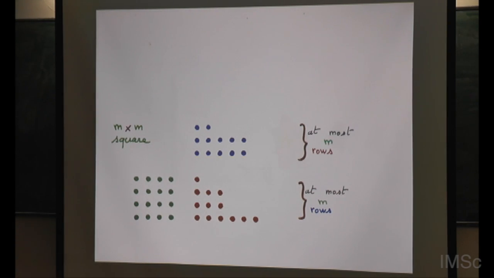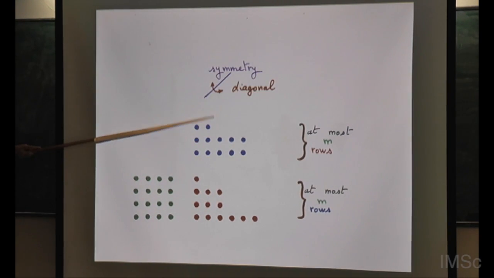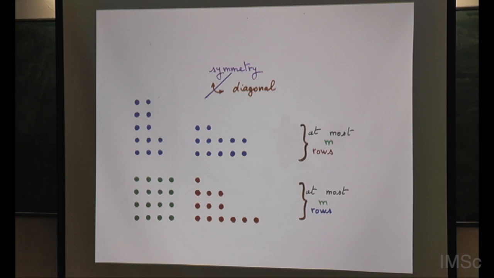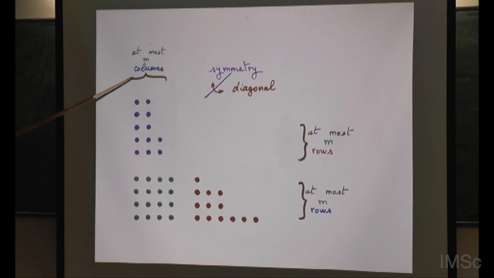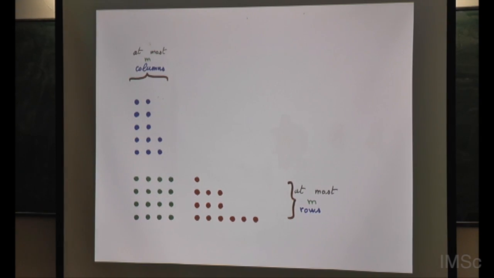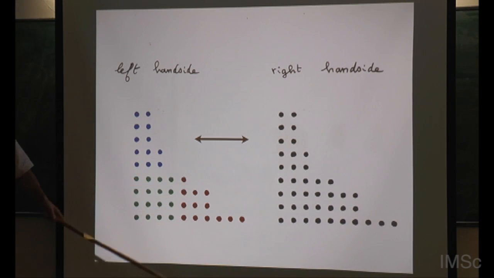So now I put these three diagrams together, and this red one I can glue to the green one. There is at most m rows. The square is m by m. So this blue one, I take a symmetry, the diagonal. Now it became a diagram with at most m columns, and I can put it on top of the square. This is the left-hand side. This is the right-hand side.